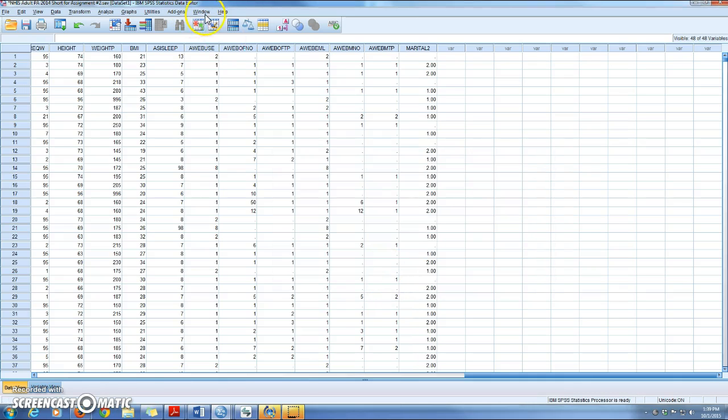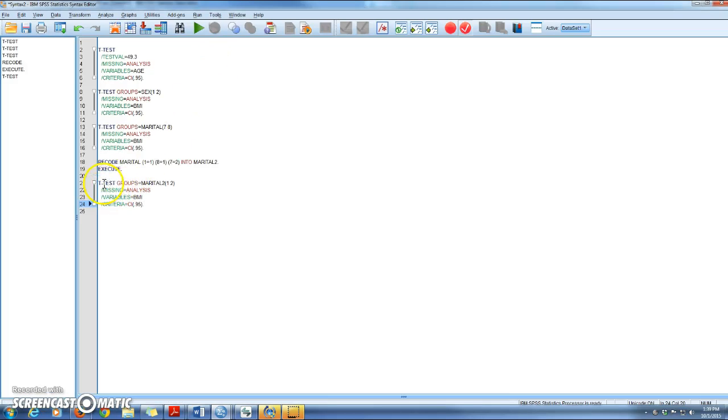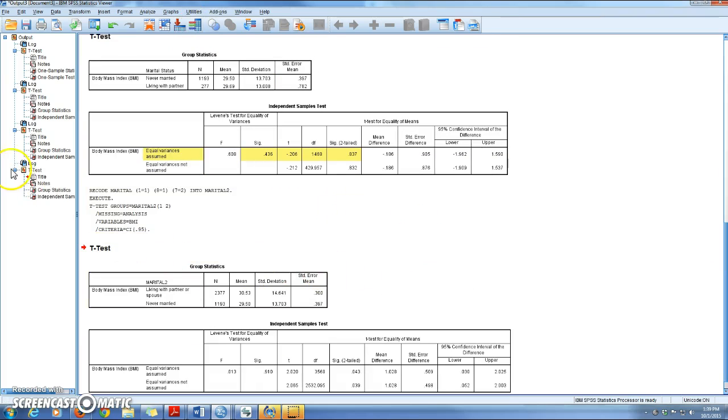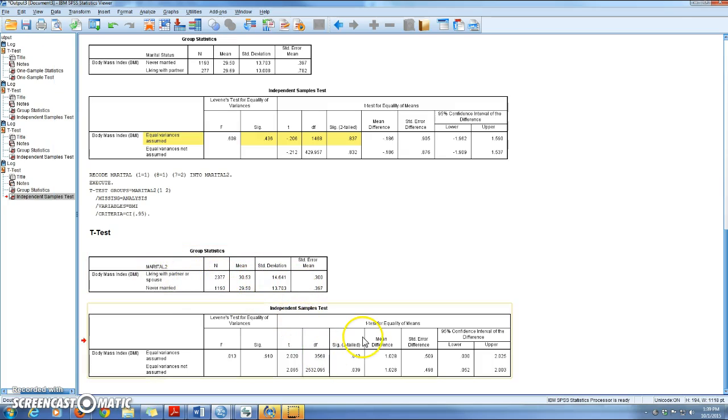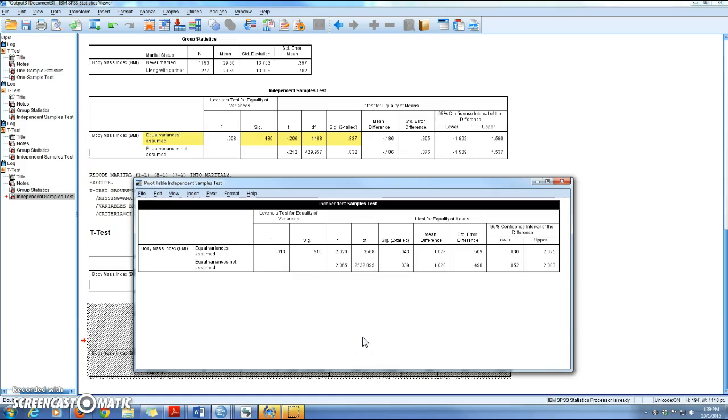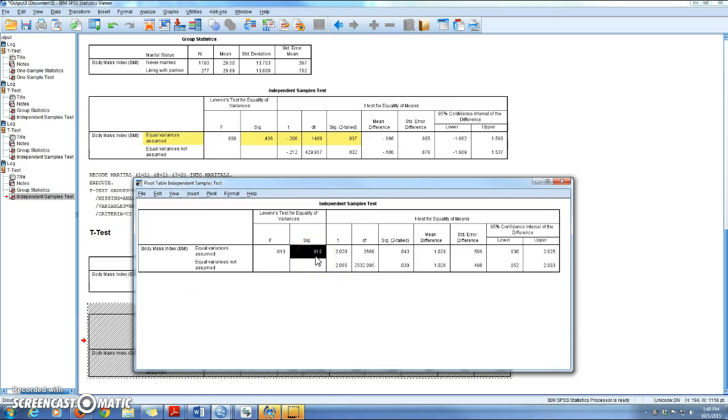Paste that, go to our syntax window, highlight it, and run it. And now we're down here at the bottom of our screen, our last t-test. Here's living with partner or spouse, the numbers, the means, the standard deviation. And here's what we're most interested in, the results of the t-test. We look here first. We see that that's greater than 0.05.